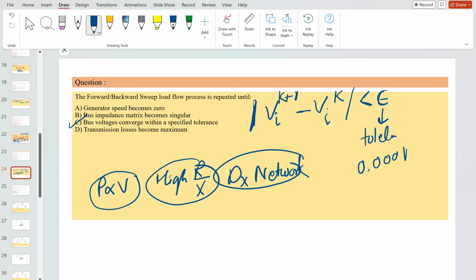So based upon what the computation power is, how many iterations you need, and how much capacity is there, the tolerance band is basically defined. Okay, let's move forward.